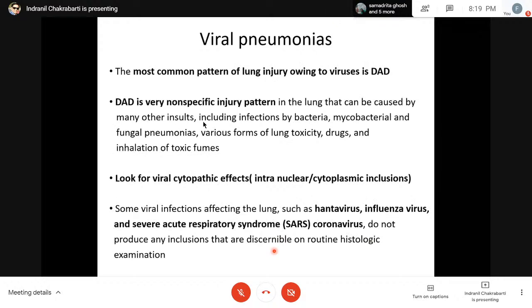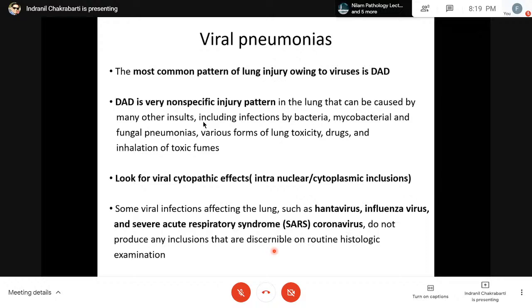So diffuse alveolar damage, whenever you see it, is not a diagnosis. Diffuse alveolar damage is a pattern. It's a pattern of injury. So you have to look for why this DAD is occurring. In case of viral pneumonias resulting in DAD, you have to look for the viral cytopathic effects.